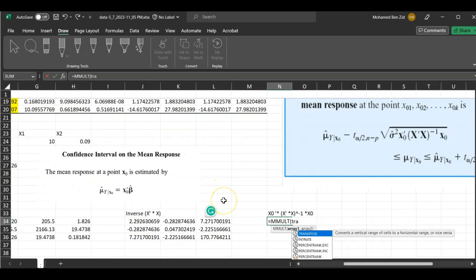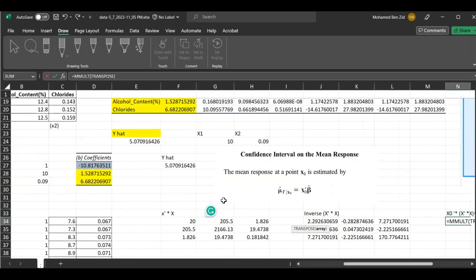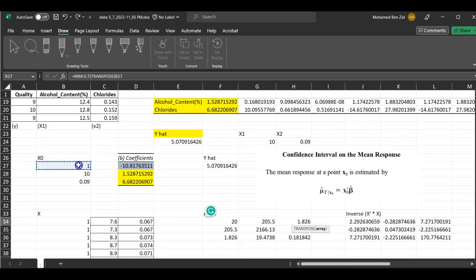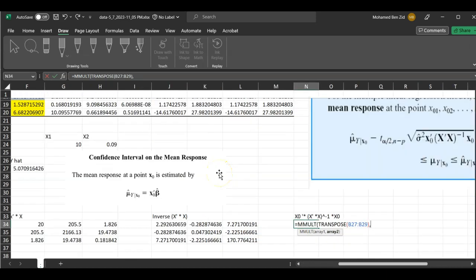first, transpose selected with a tab, and then you're going to select x0, which is these values here. Close the parentheses. Okay, and then select the second matrix. The second matrix should be the inverse, this matrix over here that we calculated already. Close the parentheses and enter. So we get a row of numbers.